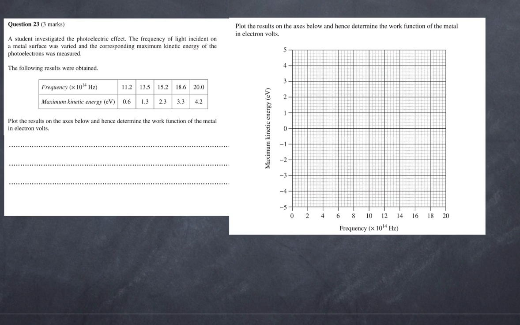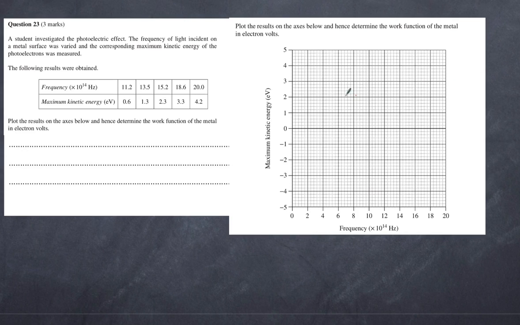And now we're going into a short answer question. Our first question here involves the quantum nature of light. So what we have here is a student investigating the photoelectric effect, and the frequency of light incident on a metal surface was varied, and the corresponding maximum kinetic energy of the photoelectrons was measured, and these are the values they got. And then it says plot the results on the axis below, well, it's actually to our right here, and hence determine the work function of the metal in electron volts.